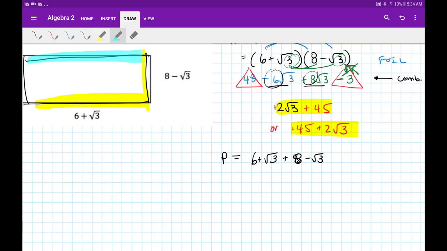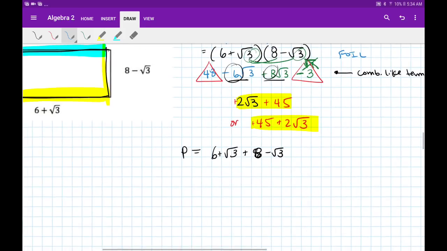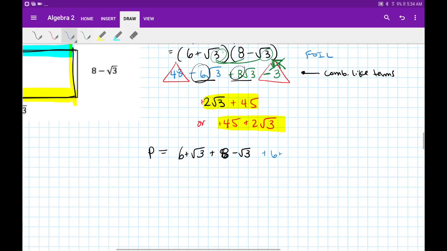So I still need the other two sides. So I'll write them again. Plus 6 plus root 3 plus 8 minus root 3. Right, that's one way of doing it.